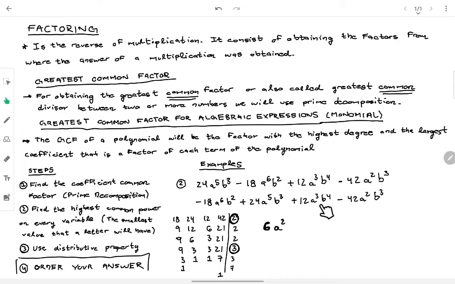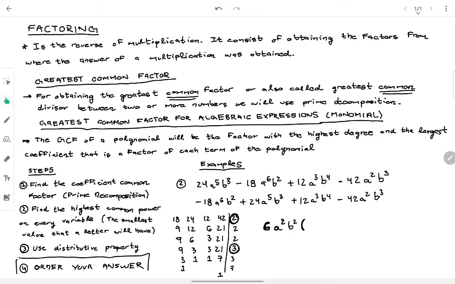In the case of a, we have a squared, a cubed, a to the 5, and a to the 6. So in this case, the smallest one is a squared. That's going to be the common factor. In the case of b, we have b squared, b cubed, b to the 4, and b cubed. So the smallest one is b squared. So it's going to be 6a squared b squared. Then I use the distributive property, or I open the parentheses.